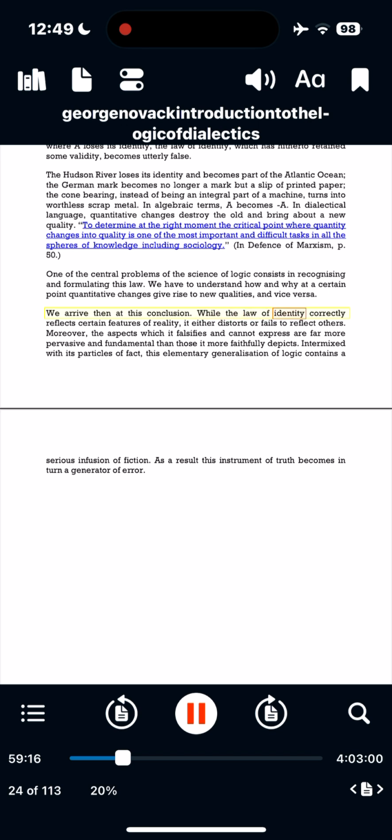We arrive then at this conclusion. While the law of identity correctly reflects certain features of reality, it either distorts or fails to reflect others. Moreover, the aspects which it falsifies and cannot express are far more pervasive and fundamental than those it more faithfully depicts. Intermixed with its particles of fact, this elementary generalization of logic contains a serious infusion of fiction. As a result, this instrument of truth becomes in turn a generator of error.